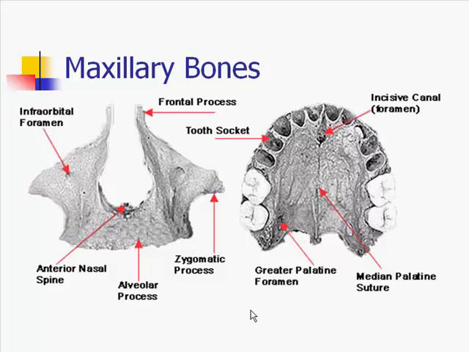When we talk about alveolar process, remember we're talking about the area in which the bone that your teeth sit in. So if it's inferior alveolar, we're talking about the mandible. Superior alveolar, maxillary.